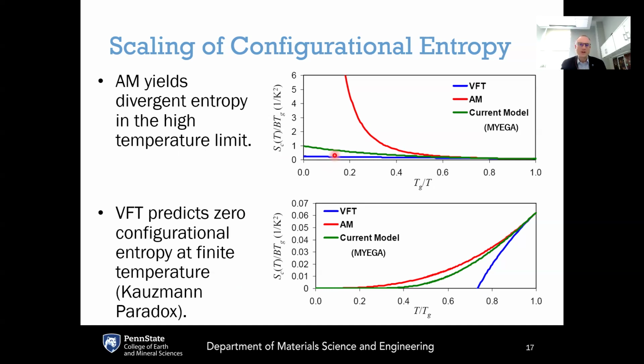This becomes a bit of a Goldilocks problem where what we know is that if you can get physically reasonable limits in both the limit of infinite temperature and the limit of zero temperature, all in the same model, that model has a much greater chance of being able to accurately characterize all of the points in between. So out of the three models here, the MYEGA model gets it correct in both the infinite temperature and the zero temperature limit. The Avramov-Milchev equation does the low temperature end well, but not the high temperature end. The VFT equation is the opposite. It does the high temperature end well, but not the low temperature end.